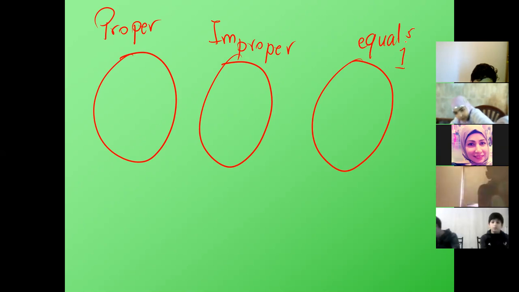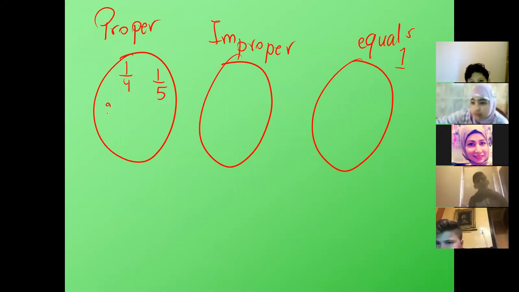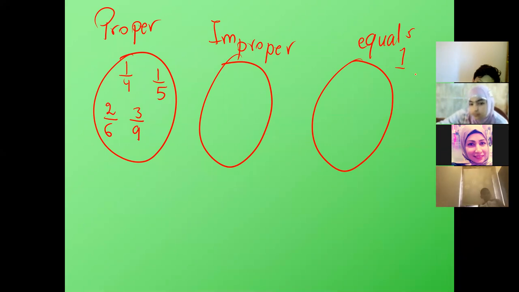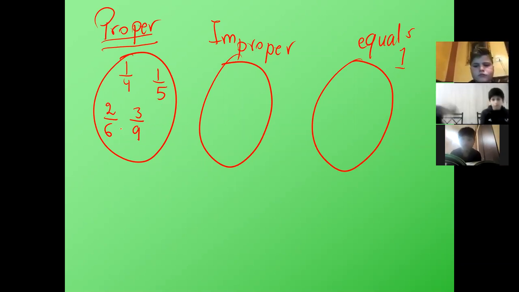When do we say a fraction is a proper fraction and when do we say a fraction is improper? A fraction is a proper fraction if the numerator is less than the denominator. For example, 1 out of 4, 1 out of 5, 3 out of 9, and so on. So in any fraction, if you look at the numerator, if it's less than the denominator, we call it a proper fraction. 1 over 4, 1 over 5, 3 over 9, 2 over 6, 7 over 8, and so on.